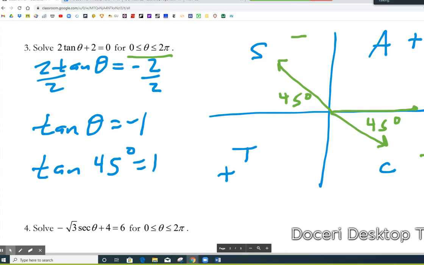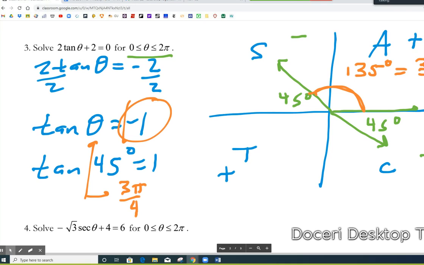So the first angle would be 135 degrees, which in radians would be 3 pi/4. So that's one of our solutions. That's going to satisfy this, 3 pi/4. It's a 45-degree reference angle, because the tangent of 45 equals 1, the absolute value of that, but it's in a negative tan quadrant, quadrant 2.